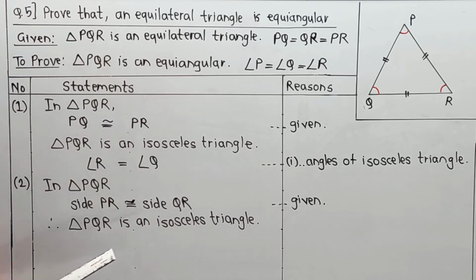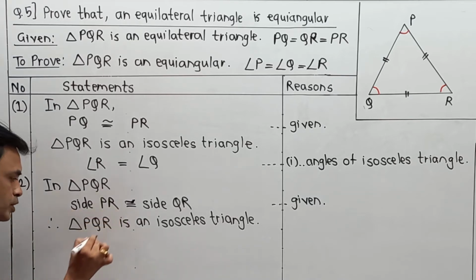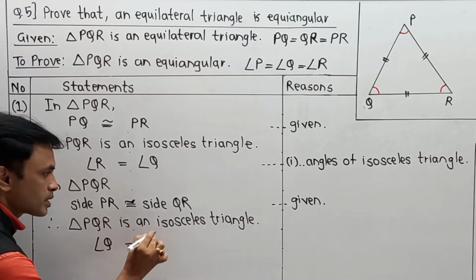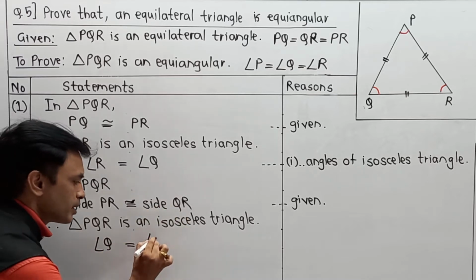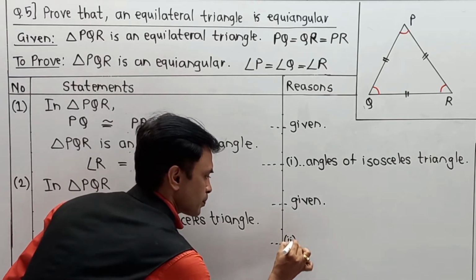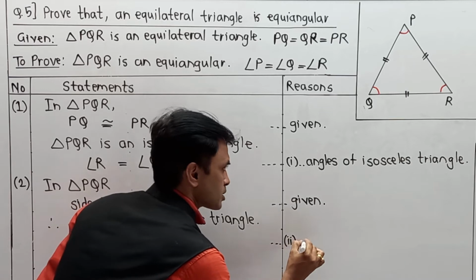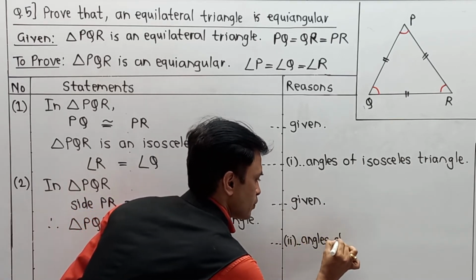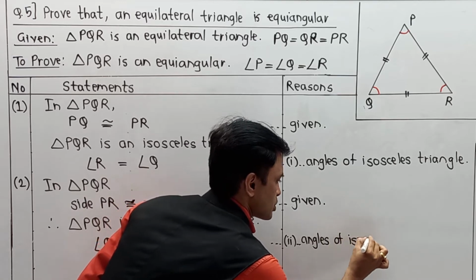Now, if PQR is an isosceles triangle, side opposite to side PR is angle Q, which is equal to the angle opposite to side QR, angle P. So I am going to write angle P. I am going to call it equation number 2, and the reason is angles of isosceles triangle.